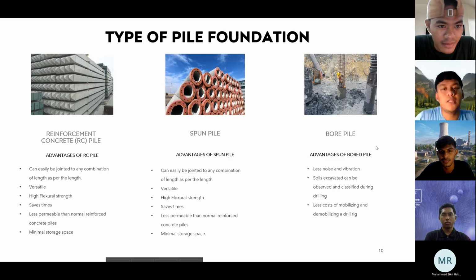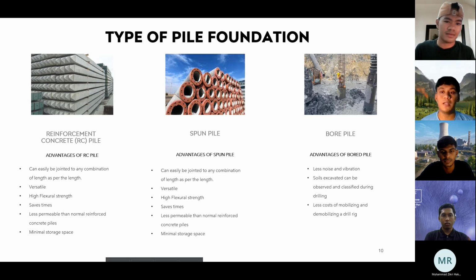Alright. So this is about types of pile foundation. We have three types of pile foundation. The first one is the reinforced concrete pile, which is the RC pile. The second one is the spun pile, and the third one is the bored pile. So I will talk about the advantages of the RC pile.